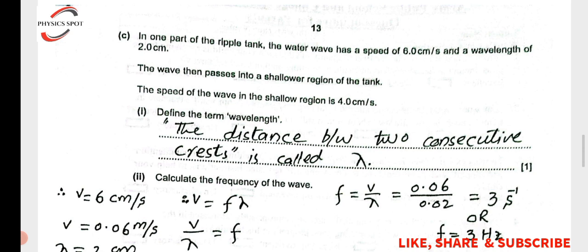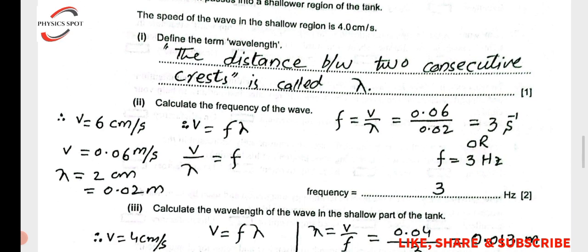We can say the distance between two consecutive crests is called wavelength, or we can also define the distance between a crest and the trough as wavelength. Okay. This may also be the definition. So calculate the frequency of the wave.